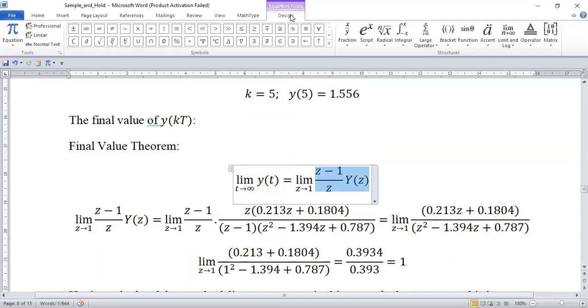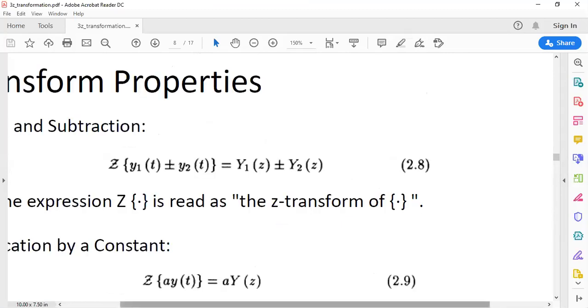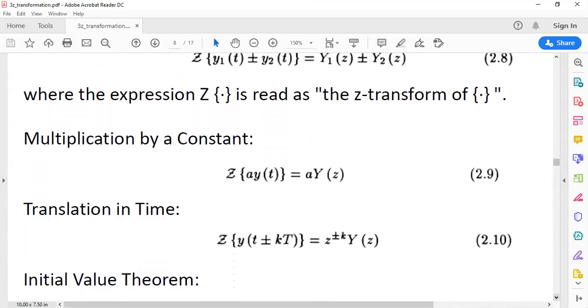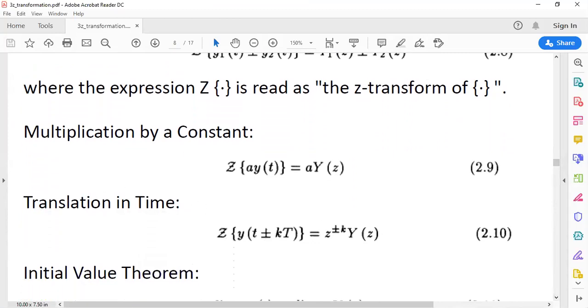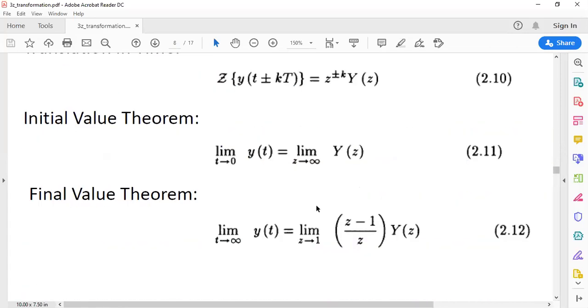This is in your notes. Let me go back to the notes. In your notes, there are lots of z transform properties. I made mention of some of them: multiplication, translation. There's the initial value theorem, which allows you to get the initial value. Then the final value theorem. This is from the third lecture in your notes, where I got the final value theorem from.